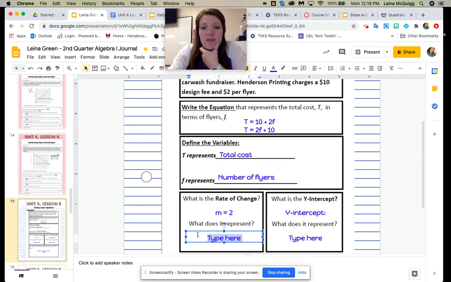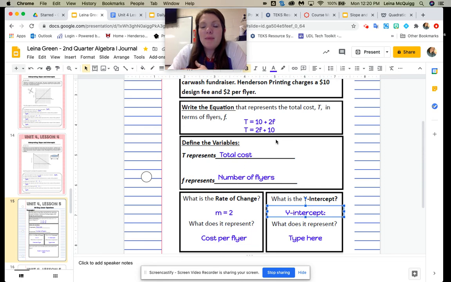So my rate of change is the same thing as slope. My rate of change is 2. And what did that mean? In this problem, what is the 2? Well, the 2 is the amount of money I'm paying per flyer. So this is cost per flyer. We're paying $2 for each flyer.